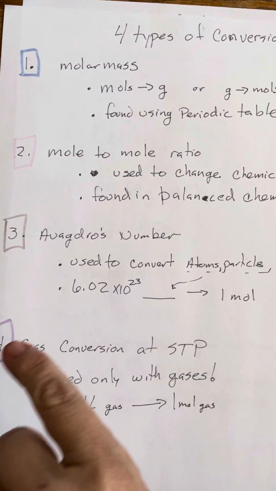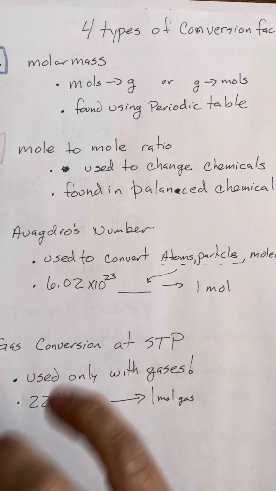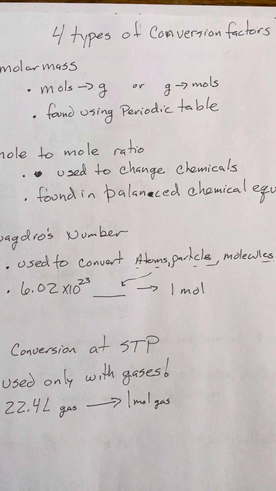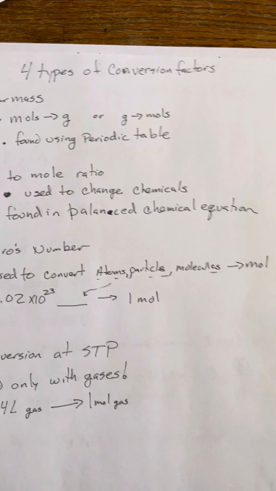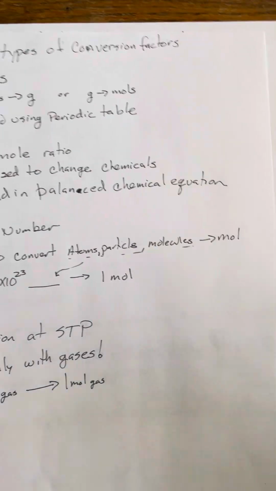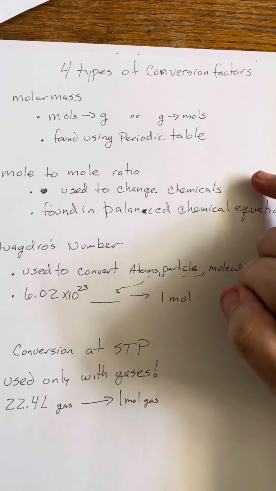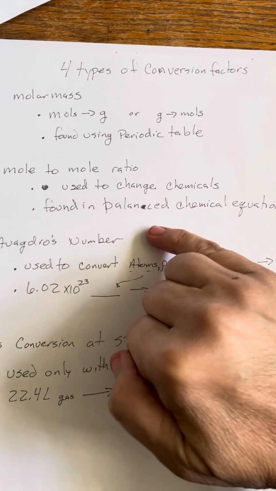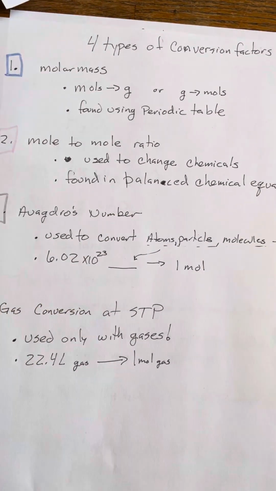The second type we have is the mole-to-mole ratio. And the mole-to-mole ratio is used when you want to change the chemical you're talking about. So if you have a problem that goes from carbon to carbon dioxide, you're going to use the mole-to-mole ratio. And that is found using your balanced chemical equation.